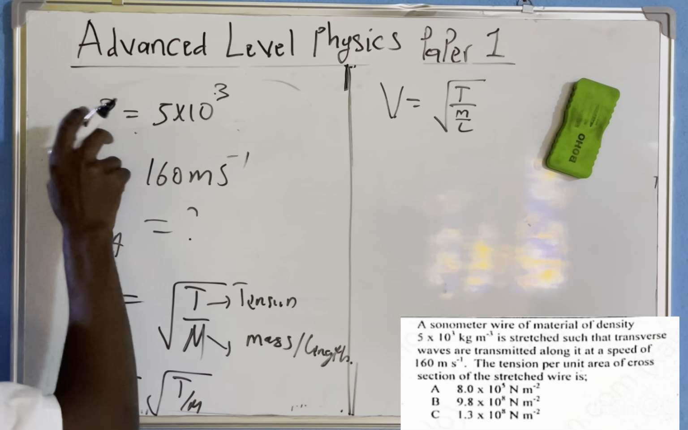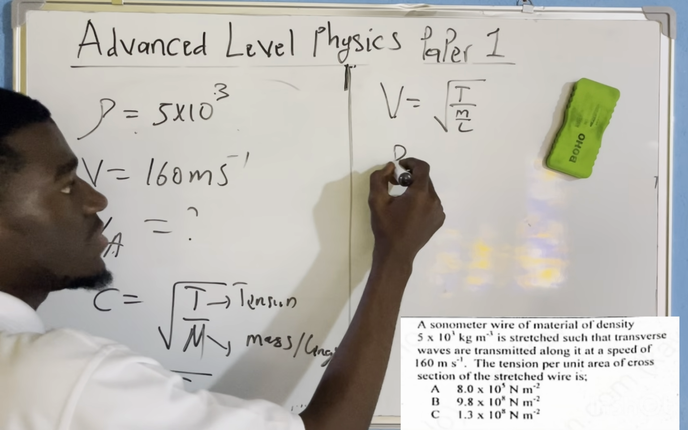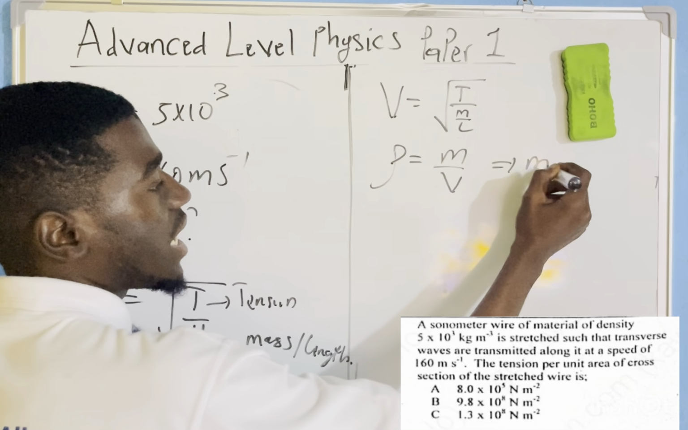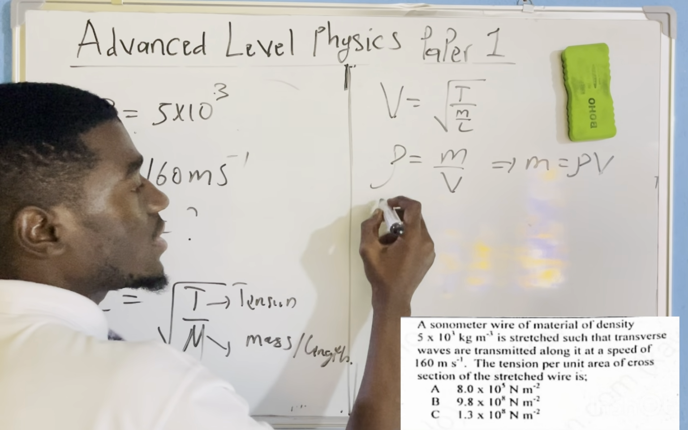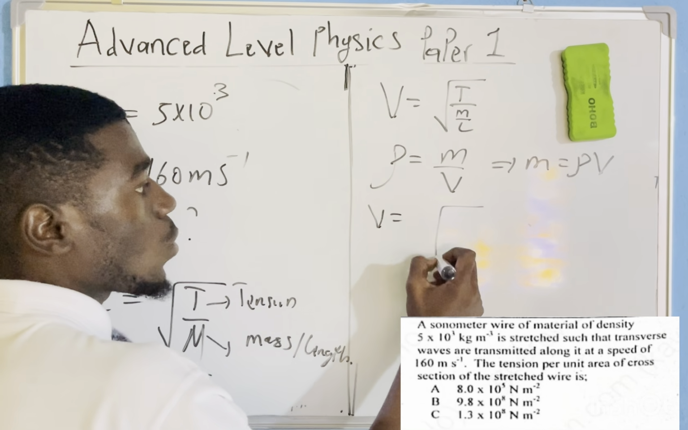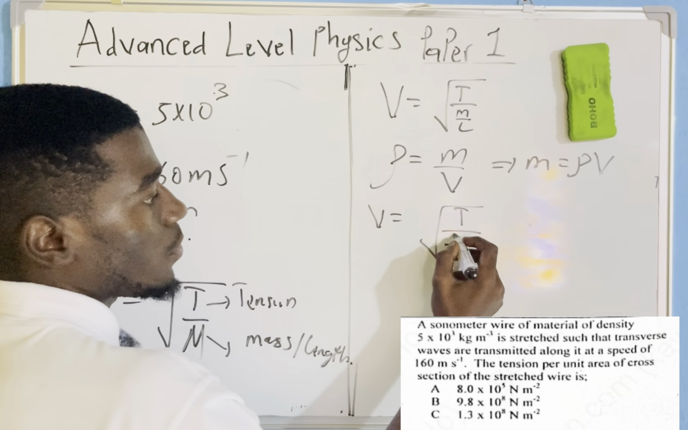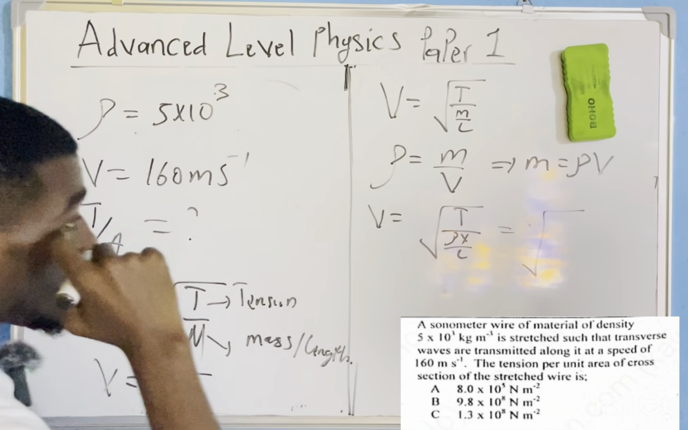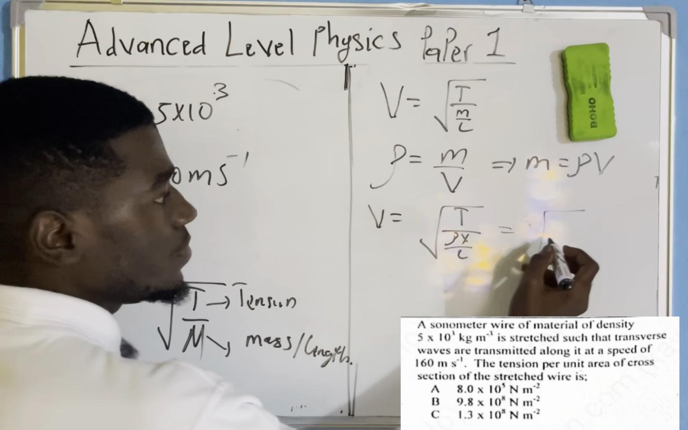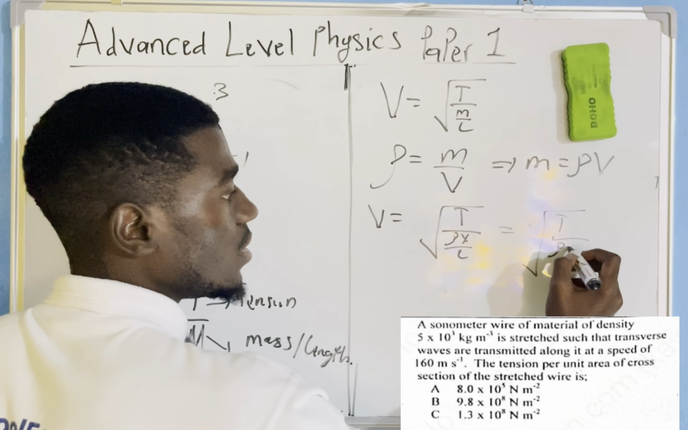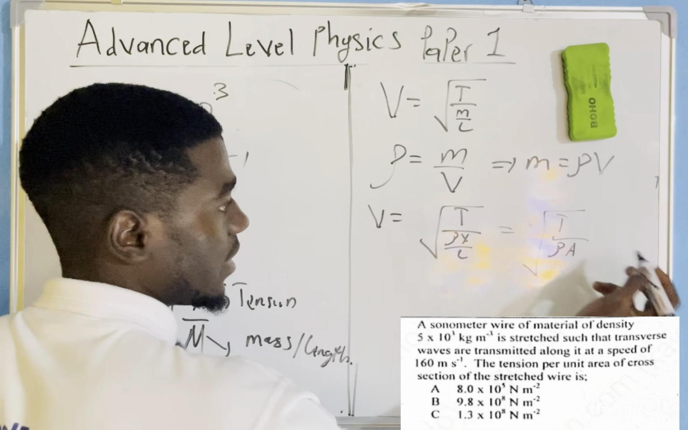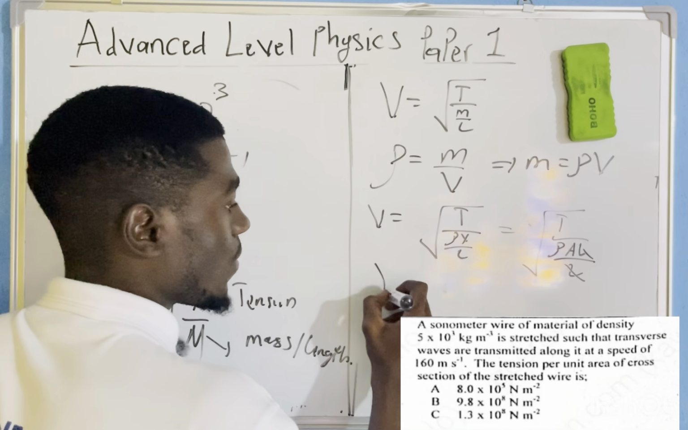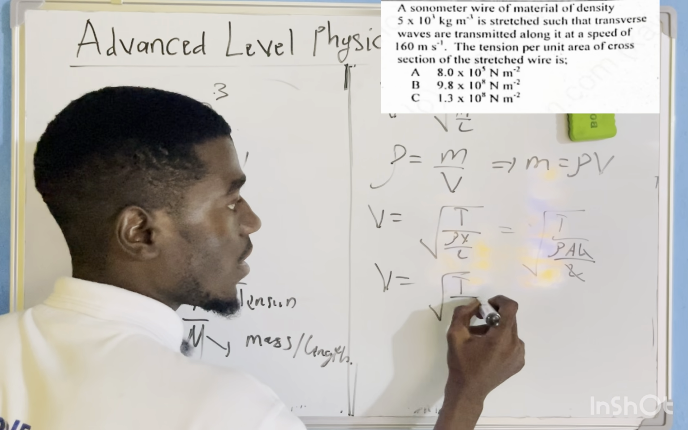You should already think: which relation relates mass and density? Density is mass all over volume. This implies mass is simply equal to density times volume. I come and replace it there. I'll have v simply equals square root of T all over density times volume over L. Now, I also know that volume is the cross-sectional area of the string times the length of the string, divided by the length of the string. The length will cancel here. So my v is simply equal to square root of T all over what?